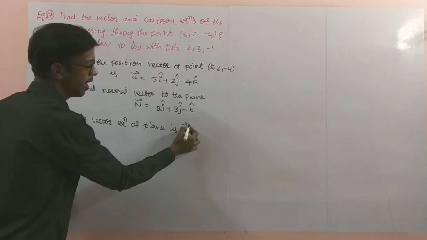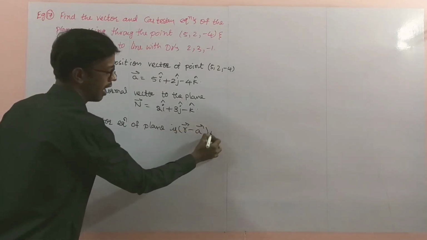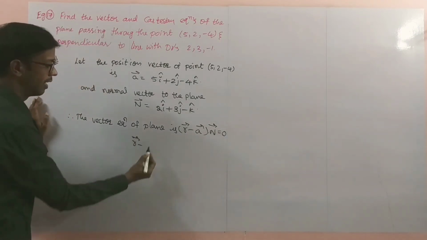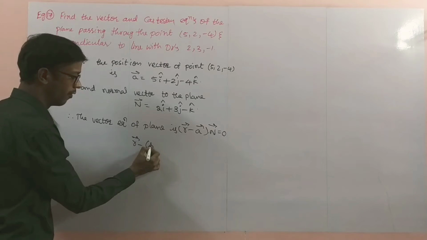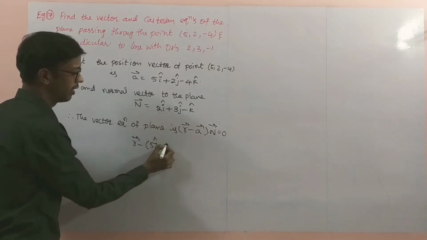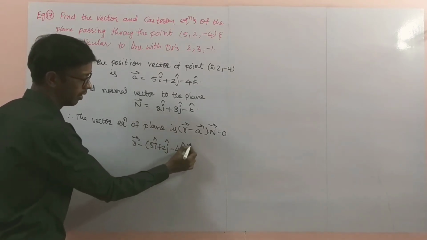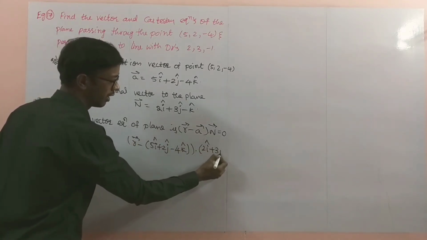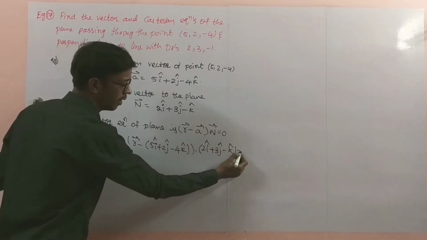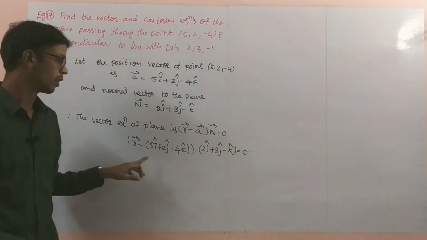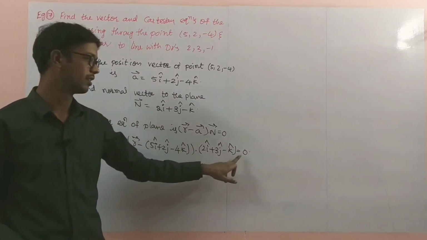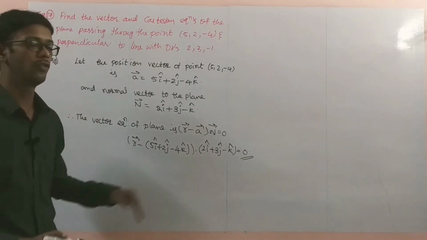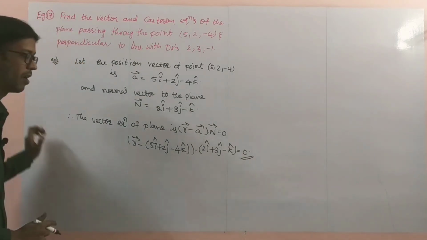is R bar minus A bar dot N bar equal to 0. R bar minus A bar is 5 I cap plus 2 J cap minus 4 K cap, dot product with 2 I cap plus 3 J cap minus K cap equal to 0. This is the vector form of the equation. By this one it will complete. Now the Cartesian form of the equation.